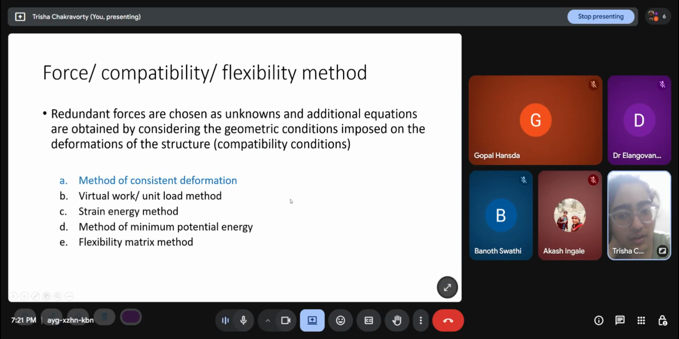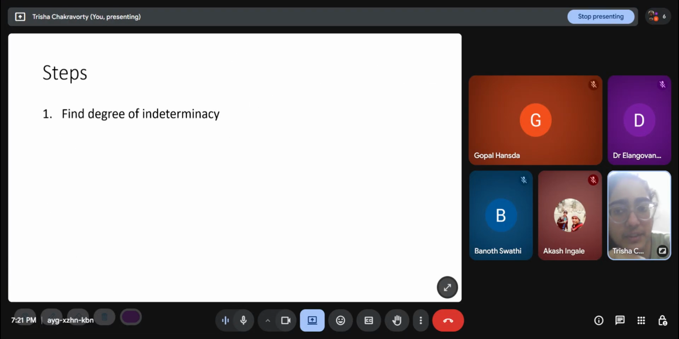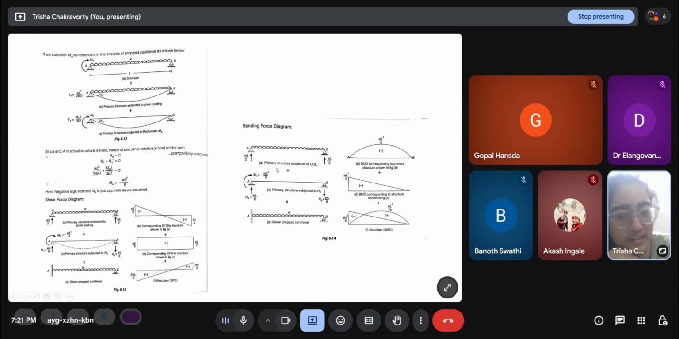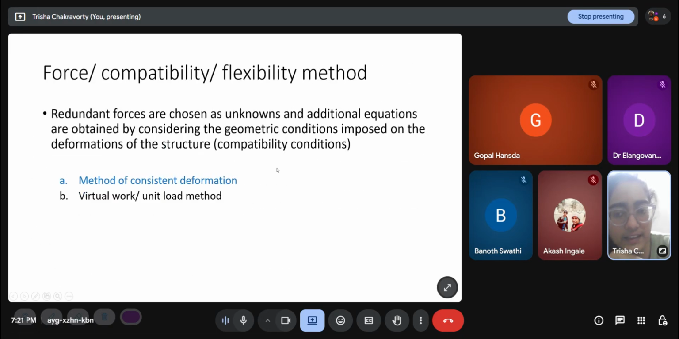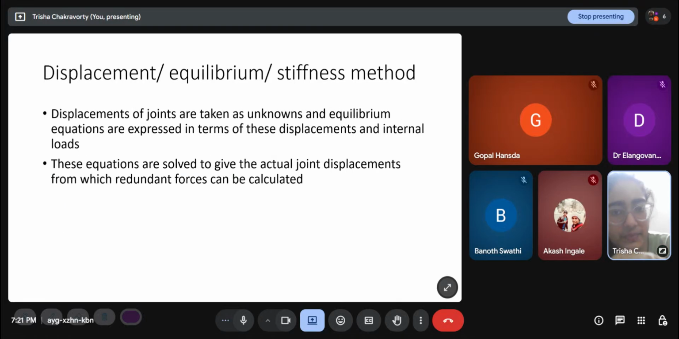All of these are force, compatibility or flexibility methods, but in this UG structural analysis course, generally the method of consistent deformation alone is studied, and it is applied to trusses, beams and frames. So I think this week, let me see, yeah, this week we apply it to beams. Next week we apply it to trusses and then to frames. Then in weeks 10, 11, 12, we'll move on to displacement type methods. So these are displacement, equilibrium, stiffness methods.